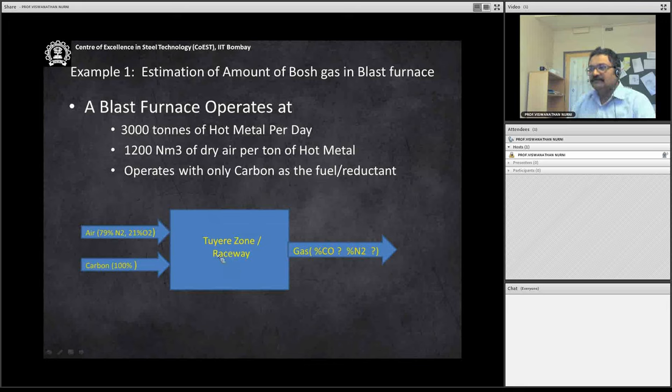So we are injecting the hot blast, and the dry blast with no additions will contain 79% nitrogen, 21% oxygen. Again, as I told you, the amounts of gas are expressed in normal meter cube or normal liters. Yeah, okay, we'll come back.